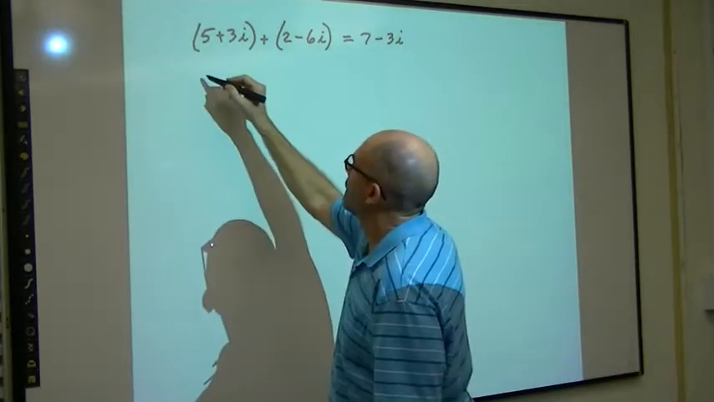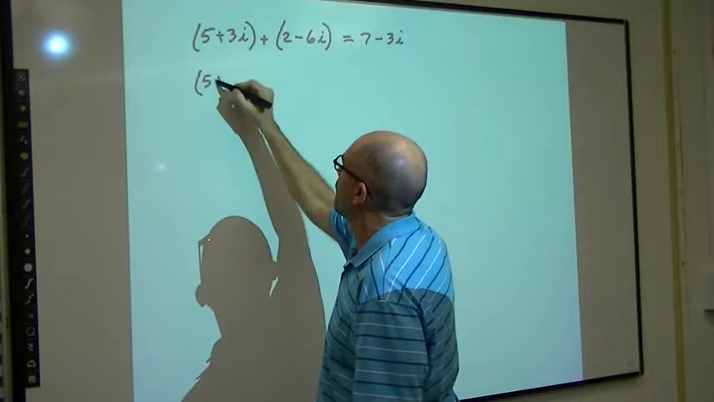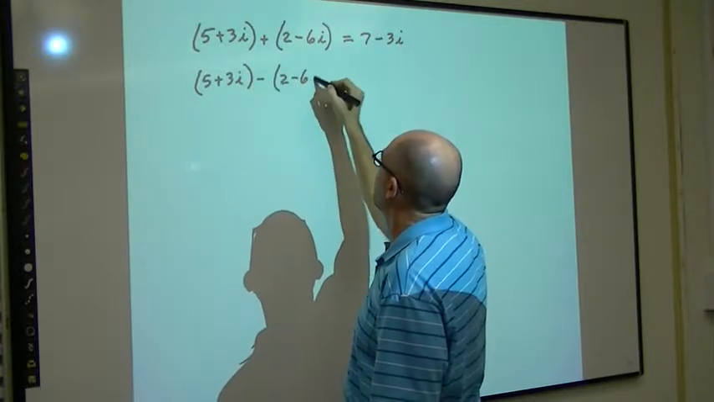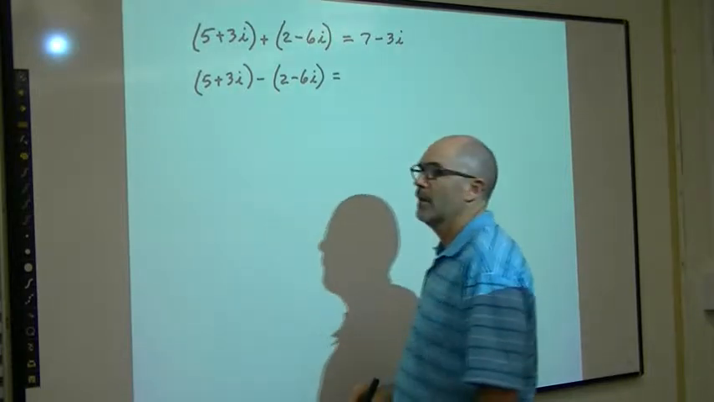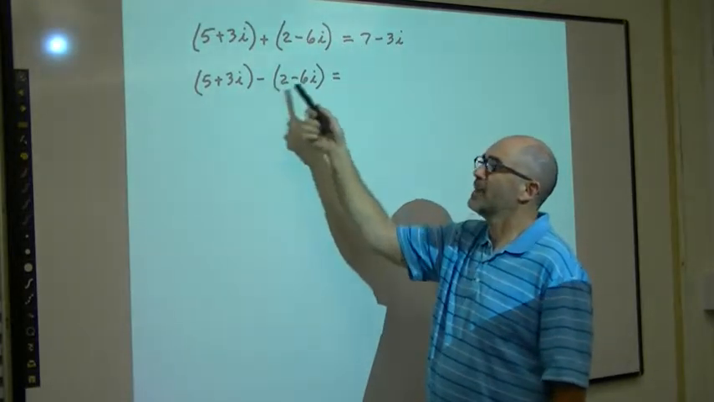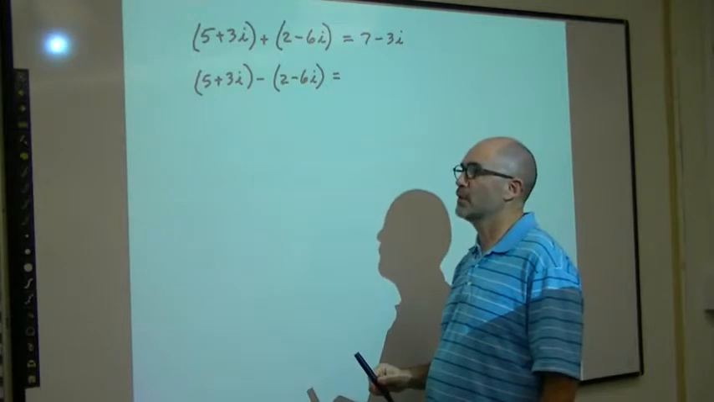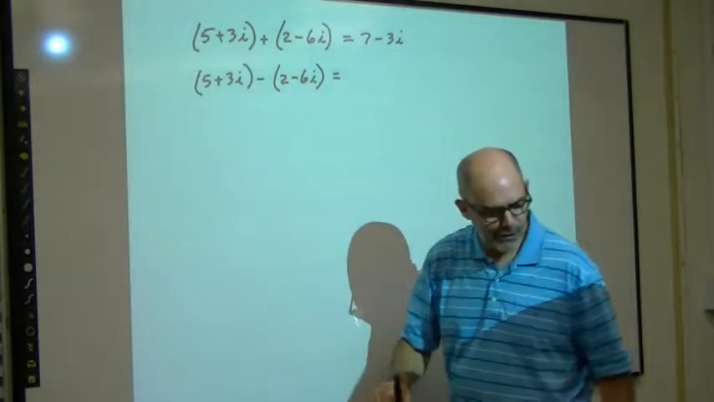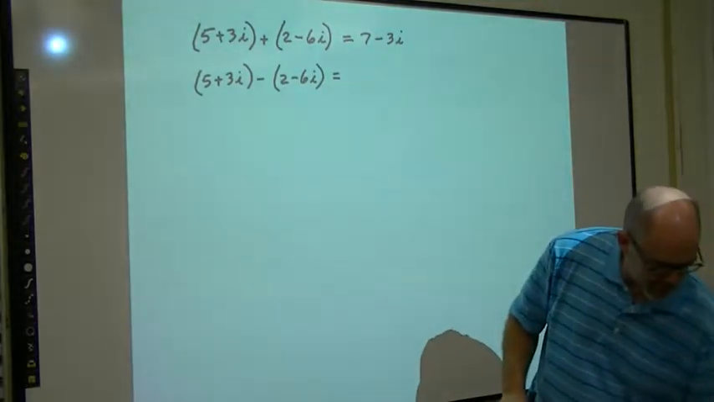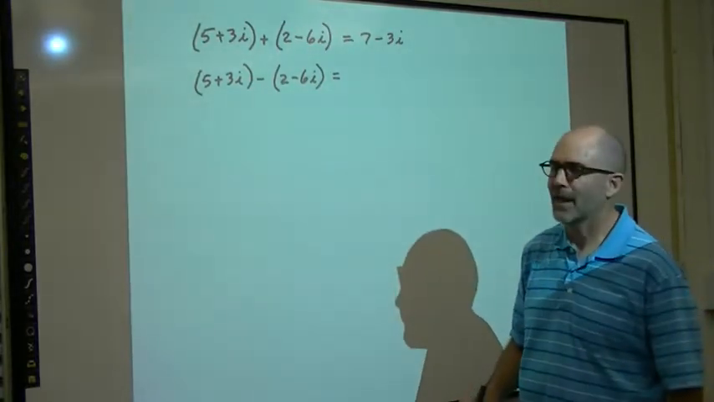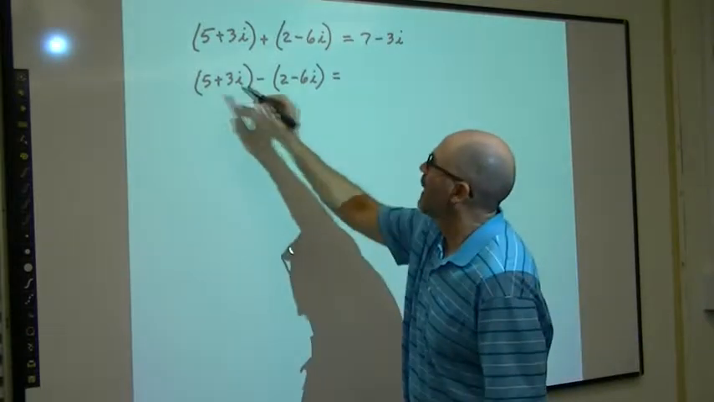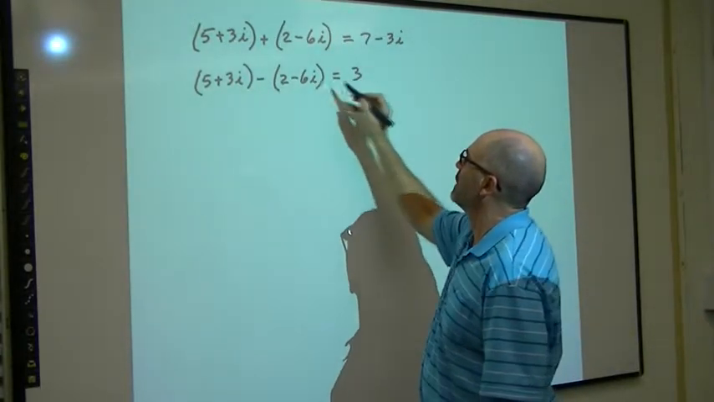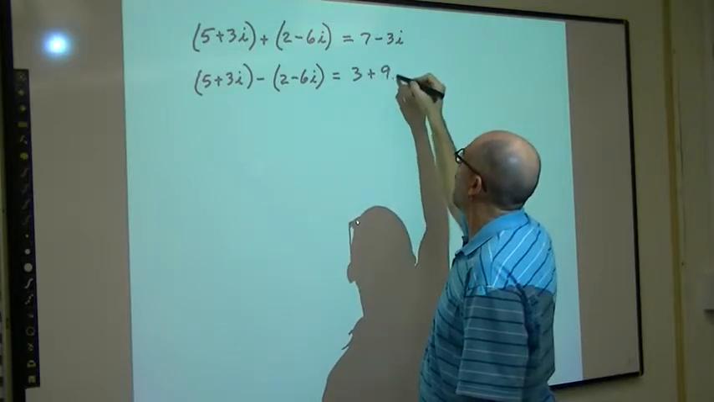Now, if I've got 5 plus 3i minus 2 minus 6i, this is pretty tough. There's a minus outside the parentheses. What shall we do? Okay. 5 minus 2 is 3. And 3i minus negative 6i is 9i.